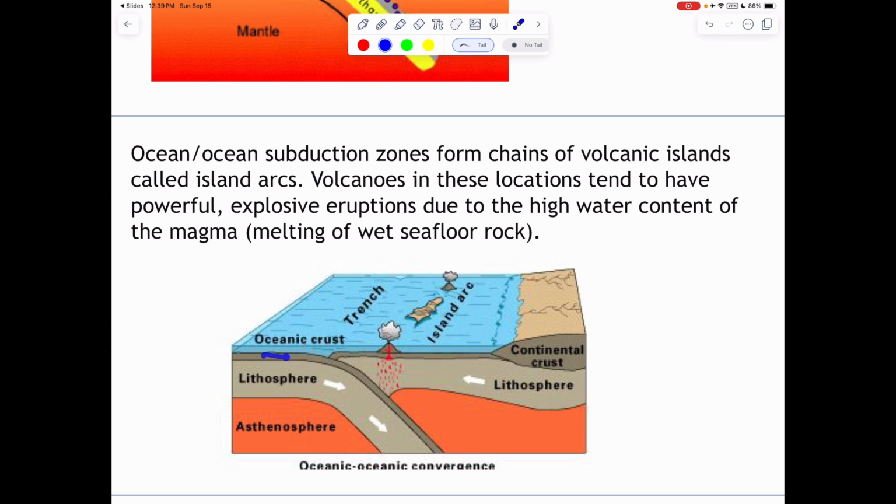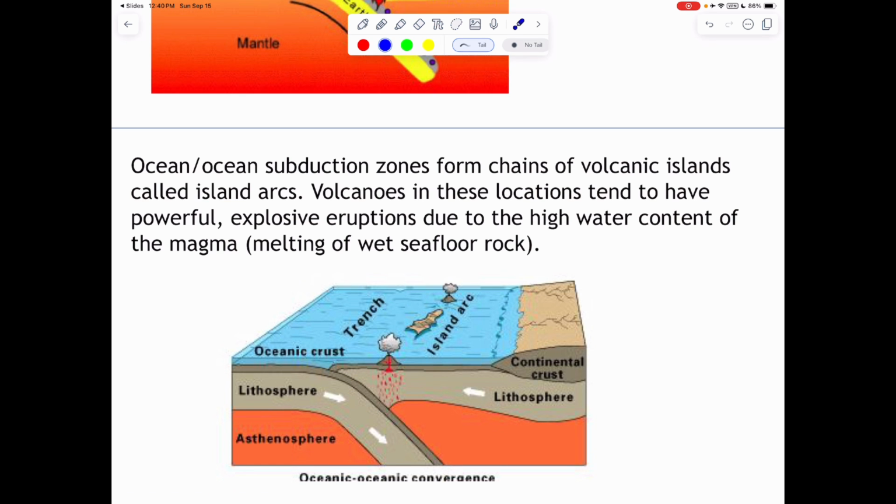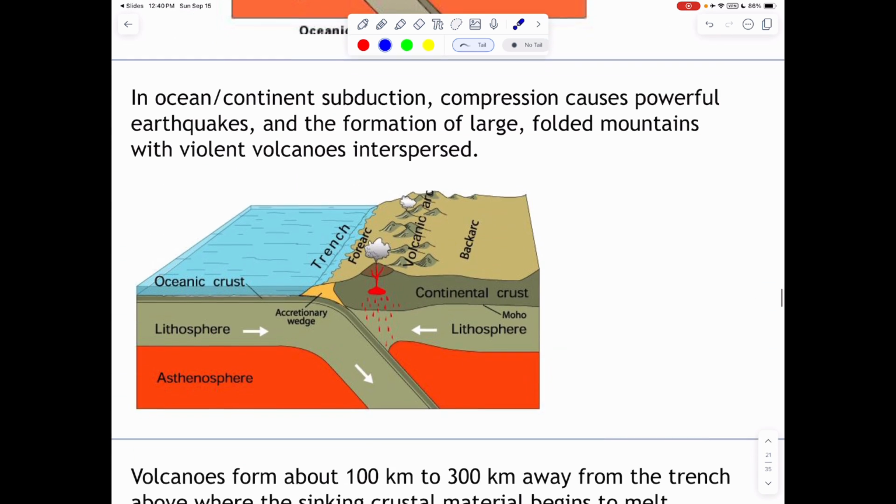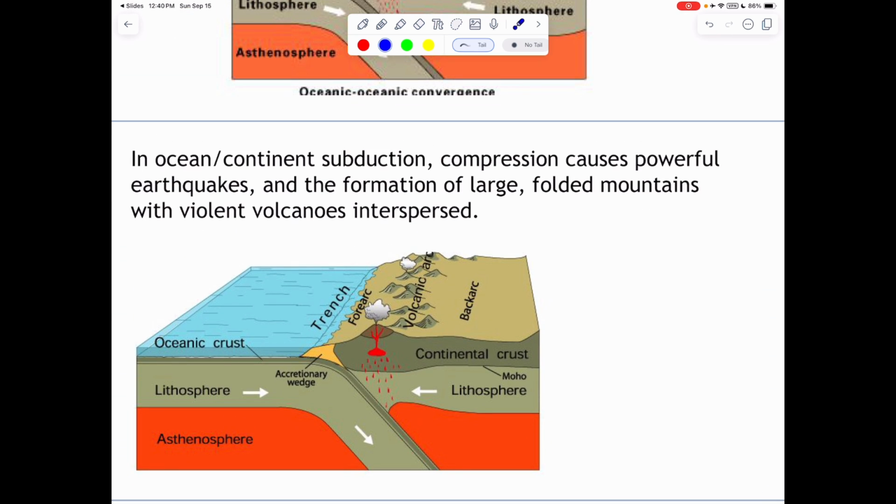So when the plate goes underneath, we're going to get a trench. But parallel to those trenches, we're going to have very powerful volcanoes. And that, again, is due to that melting crust that's combined with water that rises up to create a volcano and a very explosive one. Now, we're right now just looking at ocean to ocean, but this can also happen ocean to continent as well.